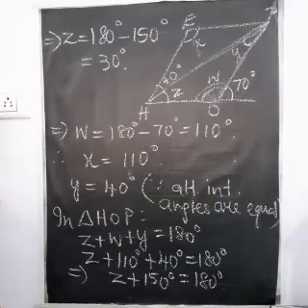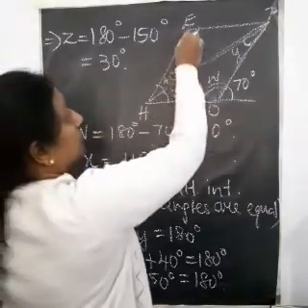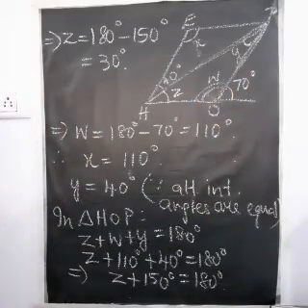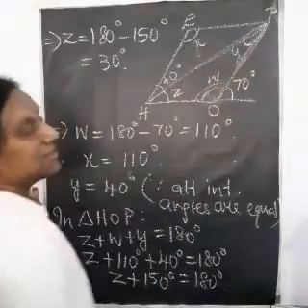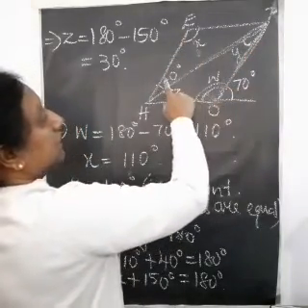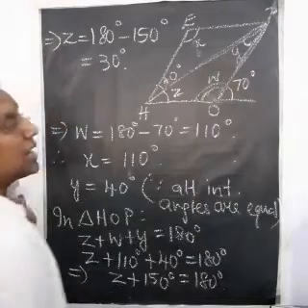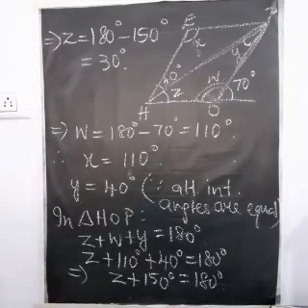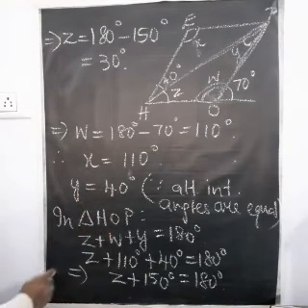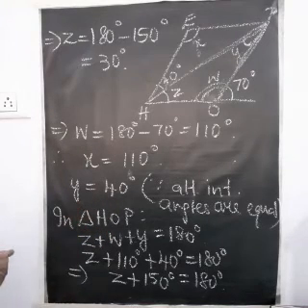Now, then I am taking, in a parallelogram, opposite sides are parallel, correct? And equal. So if they are parallel, HP will be a transversal. So if I take the Z theorem, what will happen? 40 and Y will be alternate interior angles. Alternate interior angles we have learned in the lower class that they are equal. So Y is equal to 40 degrees. So we have got the value of Y.